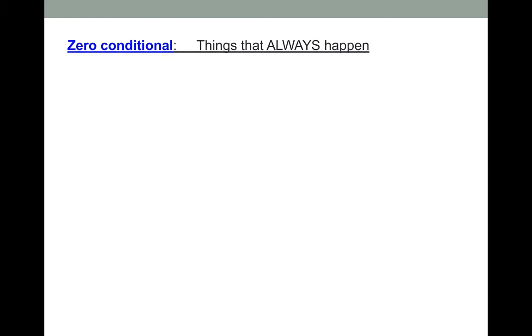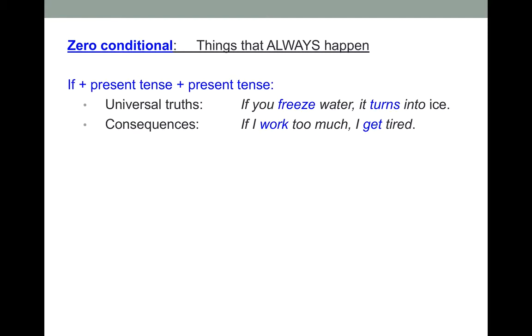The first type we have is zero conditionals, and it refers to things that always happen. We normally say that these are universal truths or consequences or even routines, and we always use the same structure: if plus present tense, comma, present tense. For example, if you freeze water, consequence, it turns into ice. Or routine, if I work too much, I get tired.